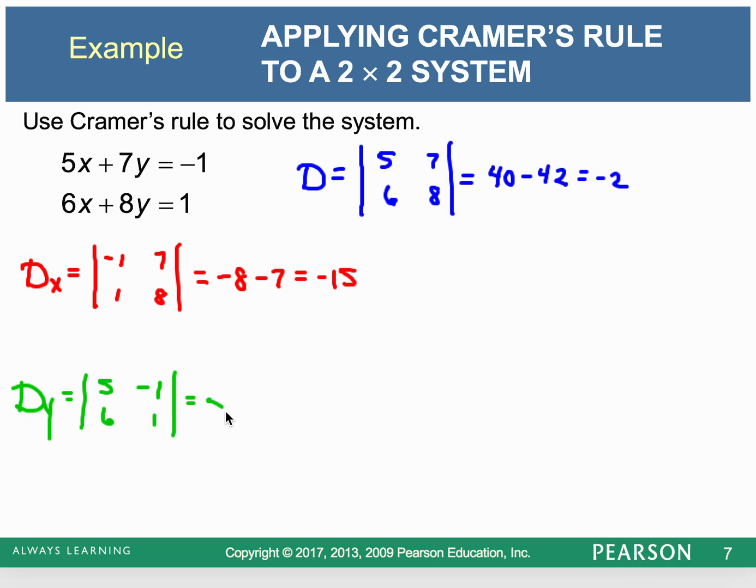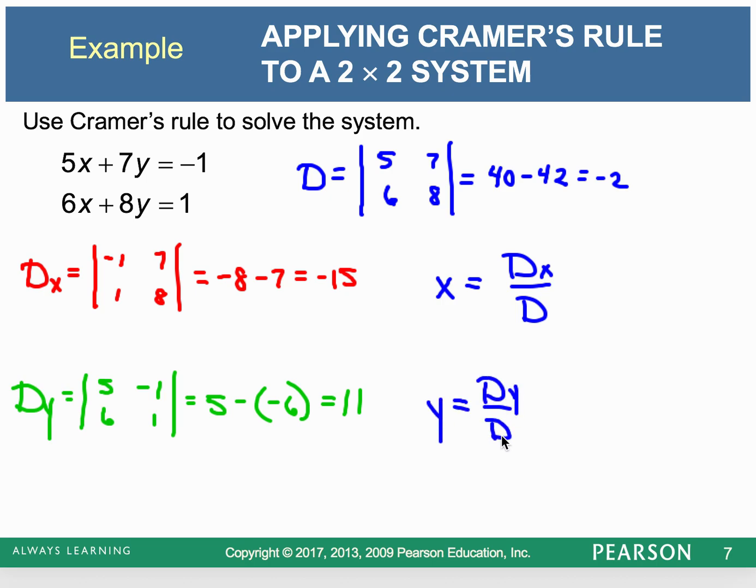So this is 5 minus, be careful with your signs, minus 6, or 5 plus 6, 11. Now, once I have all of my determinants, my answers are found by x is found by doing d sub x divided by d, and y is found by doing d sub y divided by d. This is the reason that if you get a 0 for d, you can't use Cramer's rule. You can't have zeros in denominators.